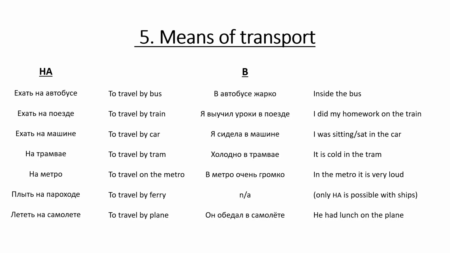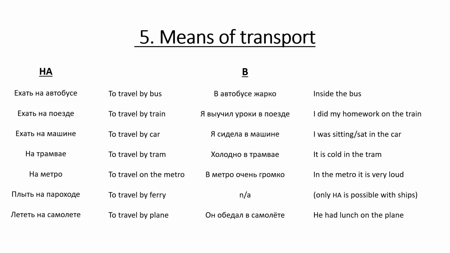Я выучил уроки в поезде. So because you're doing that inside of the train, it's в. I did my homework on the train. Я сидела в машине. I was sitting inside of the car.